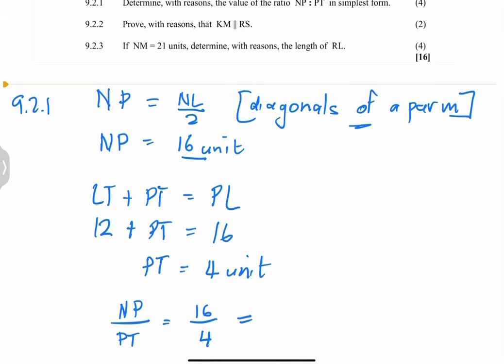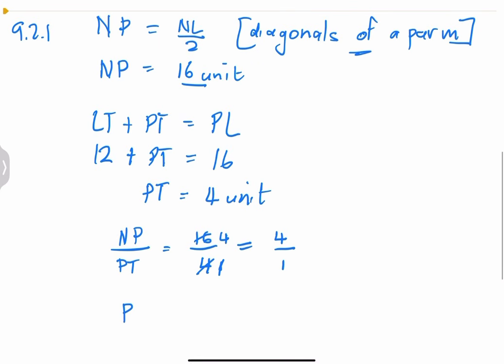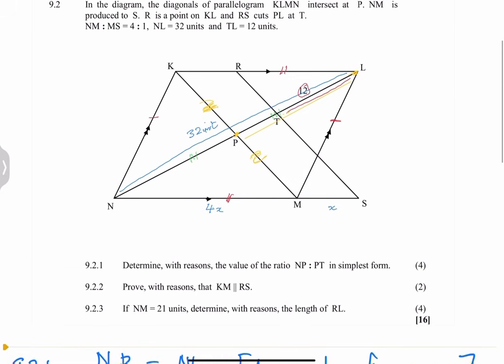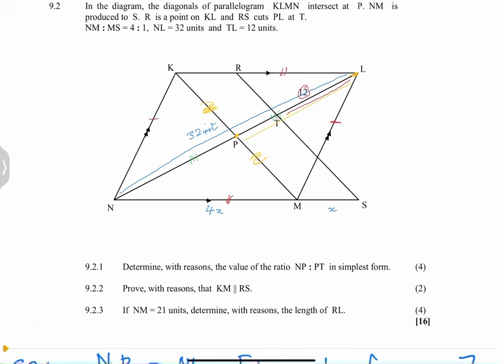So 16 goes into itself, 4 rather goes into itself once, and into 16 it goes 4 times. So it means that their ratio is 4/1. So we can put it this way, that NP to PT is 4:1. Okay, so we've answered that question.